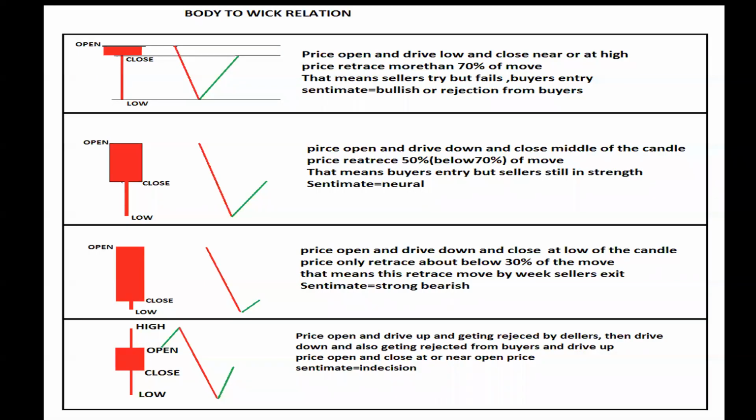Now, this is a little diagram we like to take a look at. It's going to be a body to wick relationship. So as you guys can see, these long, stretched out wicks are telling us a story. It's giving us the dichotomy of the market, an understanding of what actually happened in that candle.